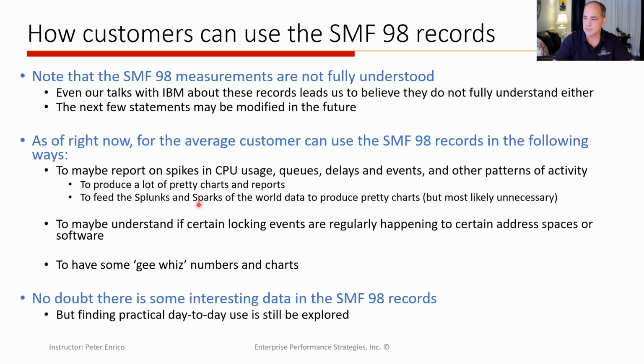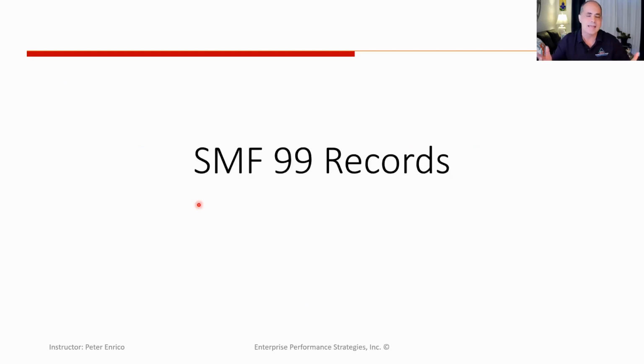So that's what I wanted to say here. That's the 98 records. There's really not much to say. It's not like you're going to have regular reporting. The 99 records, on the other hand, I think are extremely useful and should be looked at on a regular basis, not just during performance debug or during a special analysis.